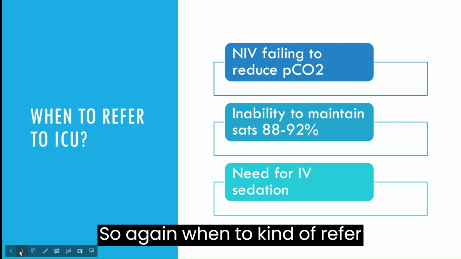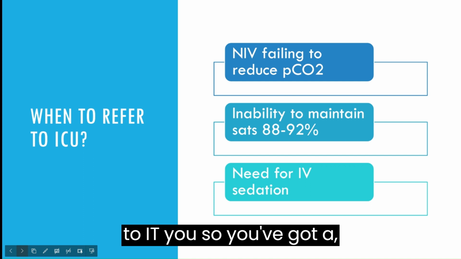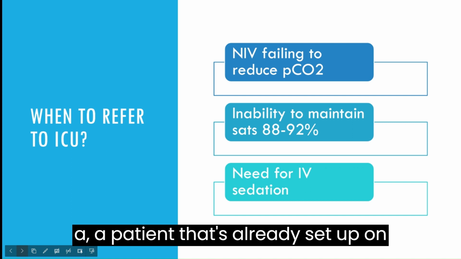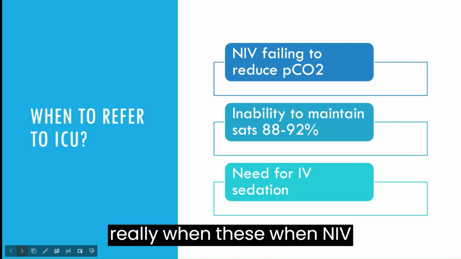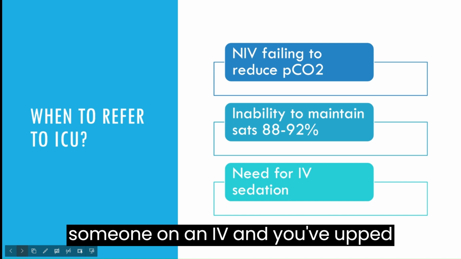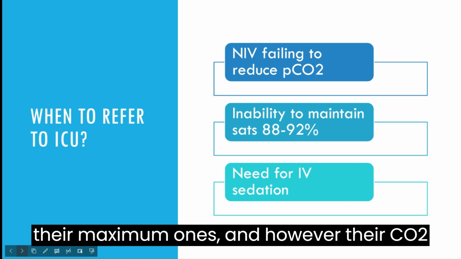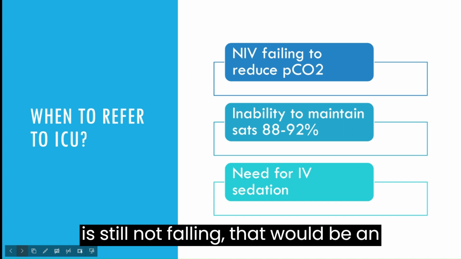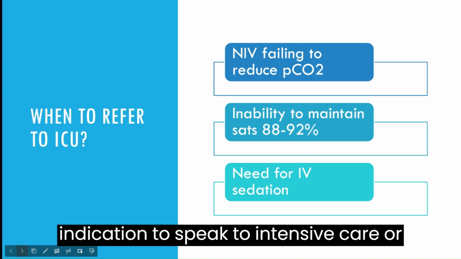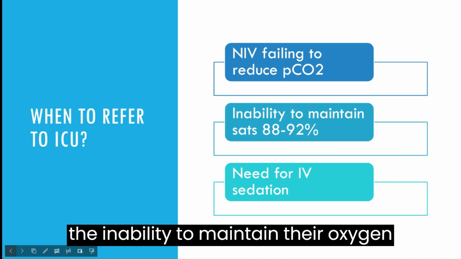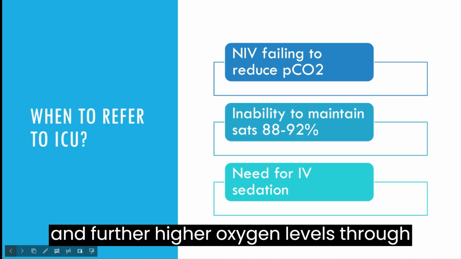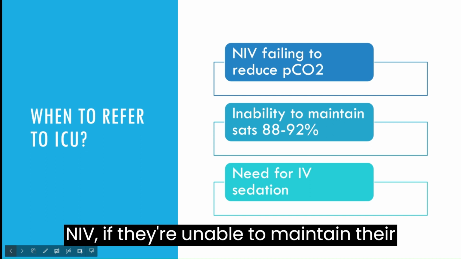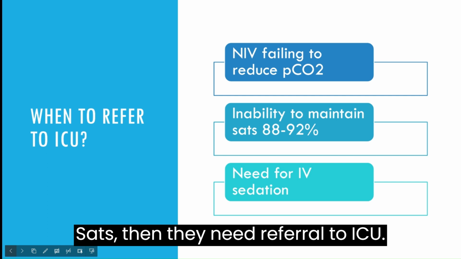So again, when to refer to ITU. You've got a patient that's already set up on NIV, and it's really when NIV starts to fail. So if you've got someone on NIV and you've up-titrated the settings and they're on their maximum ones, and however their CO2 is still not falling, that would be an indication to speak to intensive care. Or the inability to maintain their oxygen levels. So despite titrating further and further higher oxygen levels through NIV, if they're unable to maintain their sats, then they need referral to ICU.